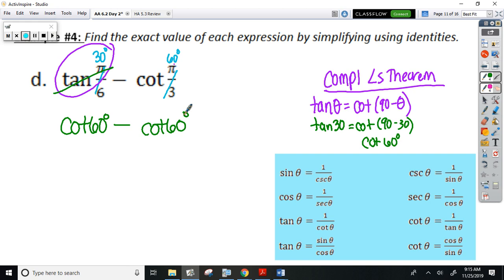Anything minus itself will get us 0. When in doubt, just put 0 or 1. You will not get full credit for that, as I previously stated, as the work is required.